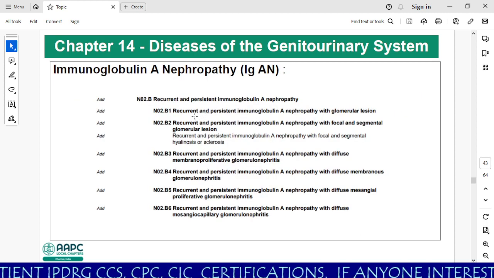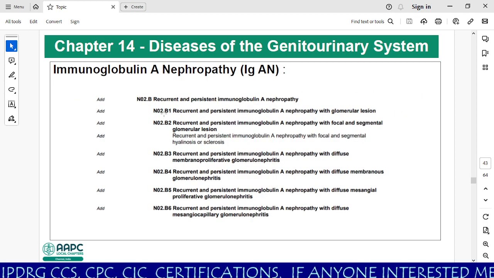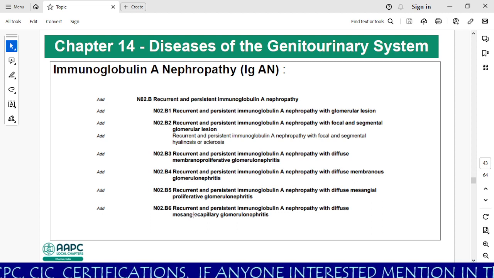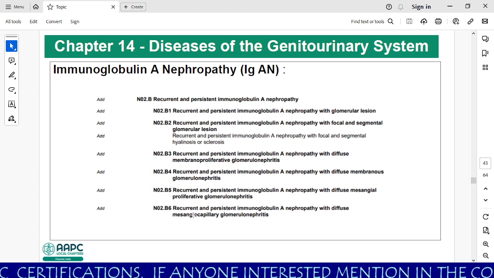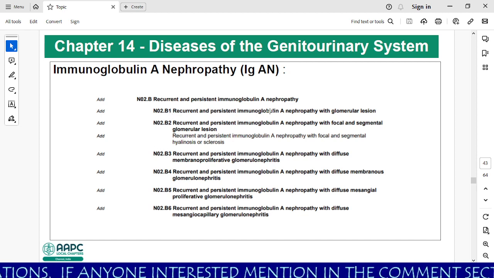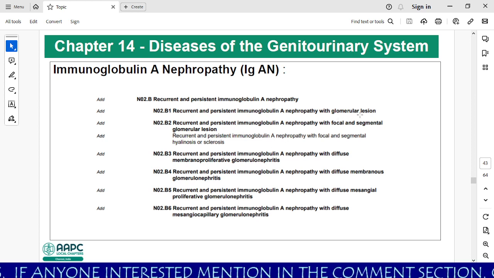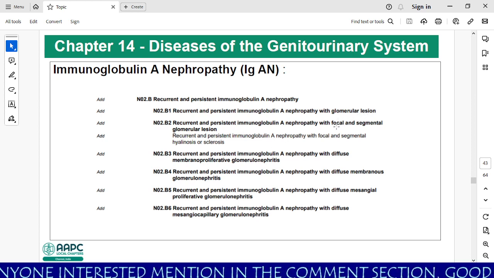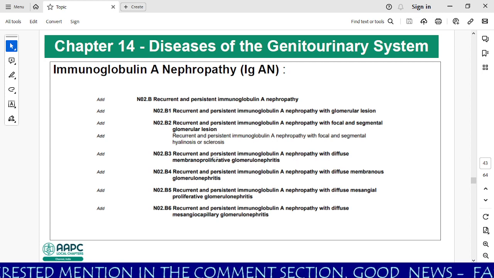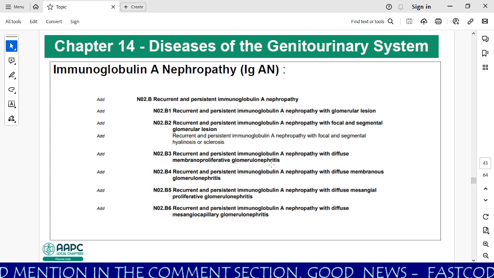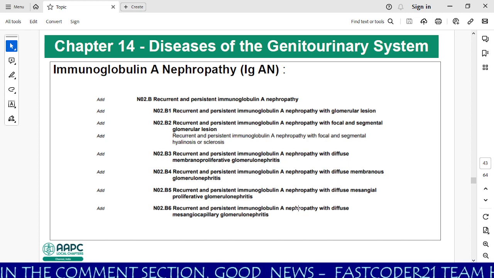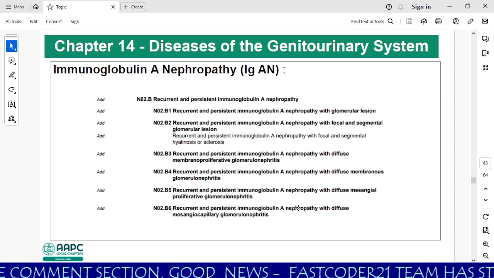So they have added a few subcategories here. New N02.B1, B2, B3, B4, B5, B6. So these all are new CCs for inpatient coders. If we check N02.B1, recurrent and persistent immunoglobulin A nephropathy, glomerular lesion. This one is with focal and segmental glomerular lesion, diffuse membranoproliferative glomerulonephritis, diffuse membranous glomerulonephritis. So like that they have added in this year.